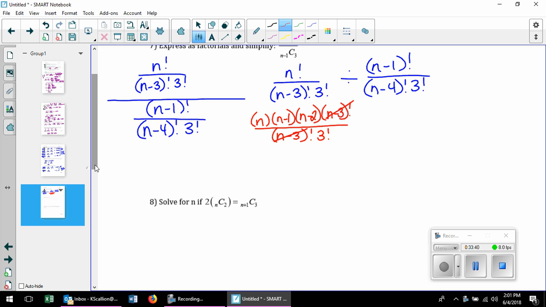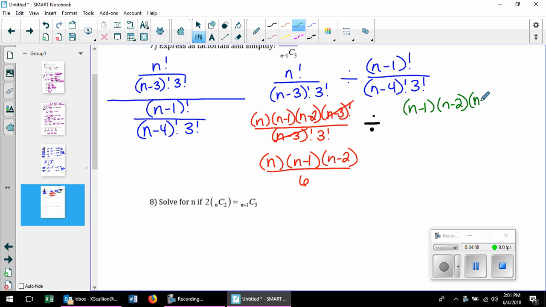You guys good with that? So this is going to be n, n minus 1, n minus 2 over 6. And so this one, when I simplify it, my first one's n minus 1, n minus 2, n minus 3, n minus 4 factorial over n minus 4 factorial.